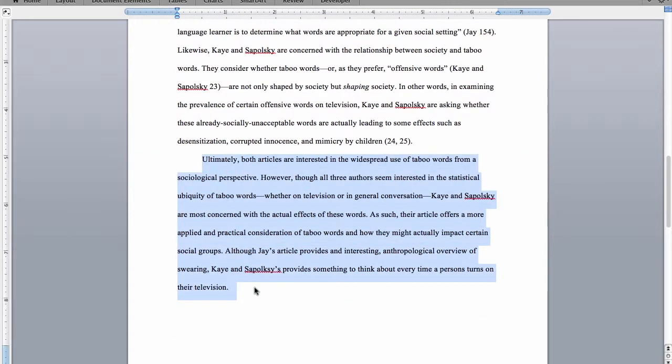And in this conclusion, the author decided to add, I think this was his own idea, on the perspective. And that's perfectly acceptable. It doesn't even have to wait until the end. It can happen within the paragraphs themselves. So it kind of sums up the main ideas. "As such, their article offers a more applied and practical consideration of taboo words and how they might actually impact certain social groups." Note that this is an evaluation, something that you weren't permitted to do on the summary assignment.